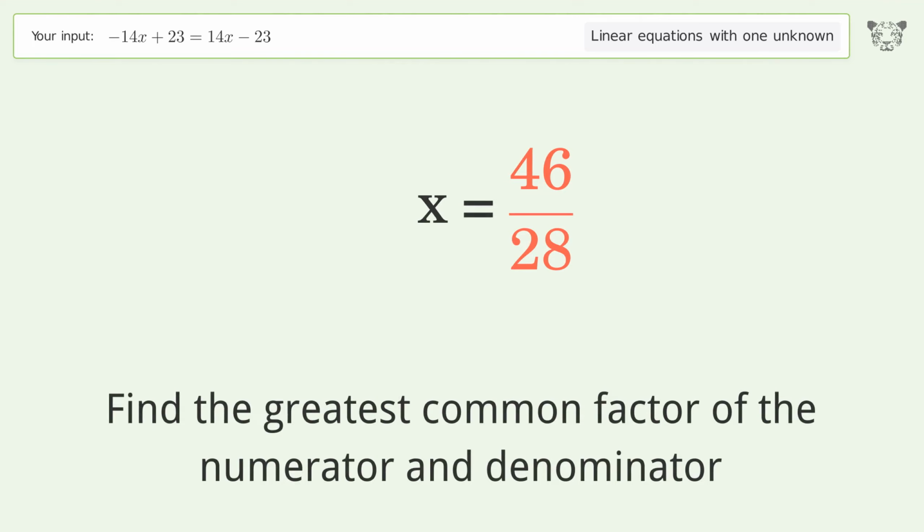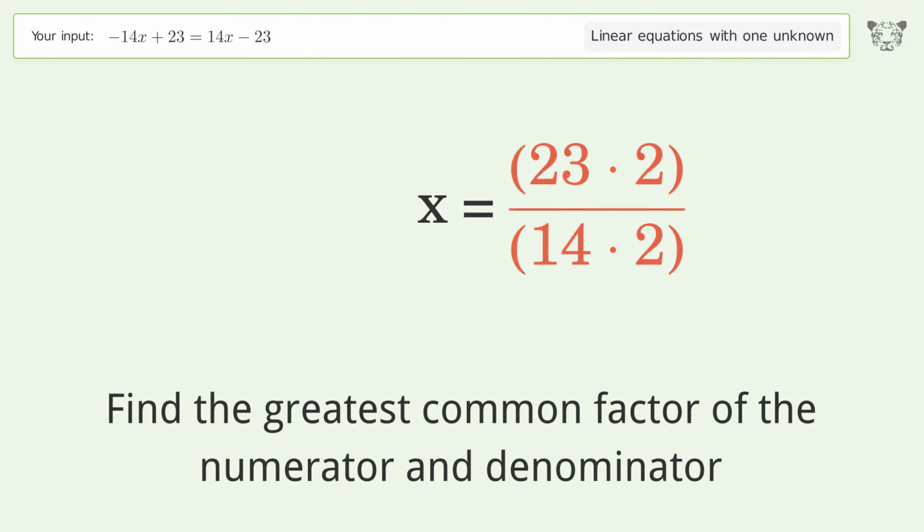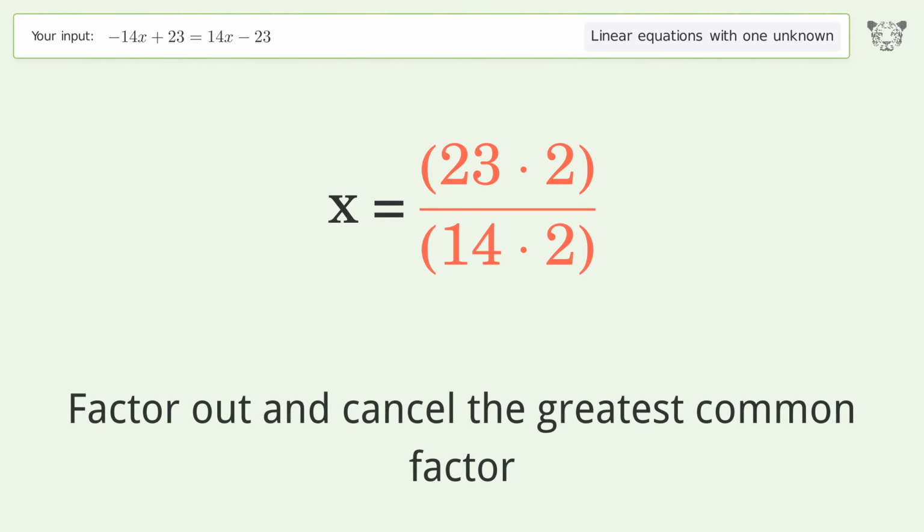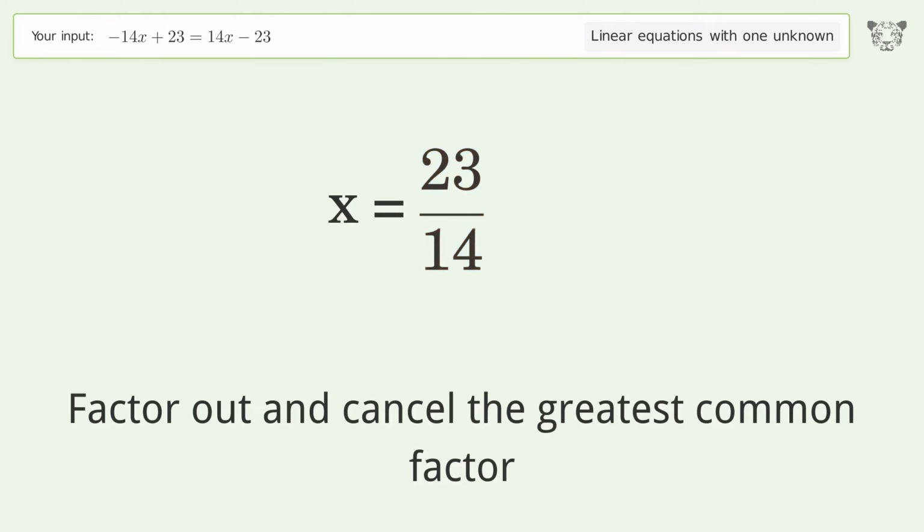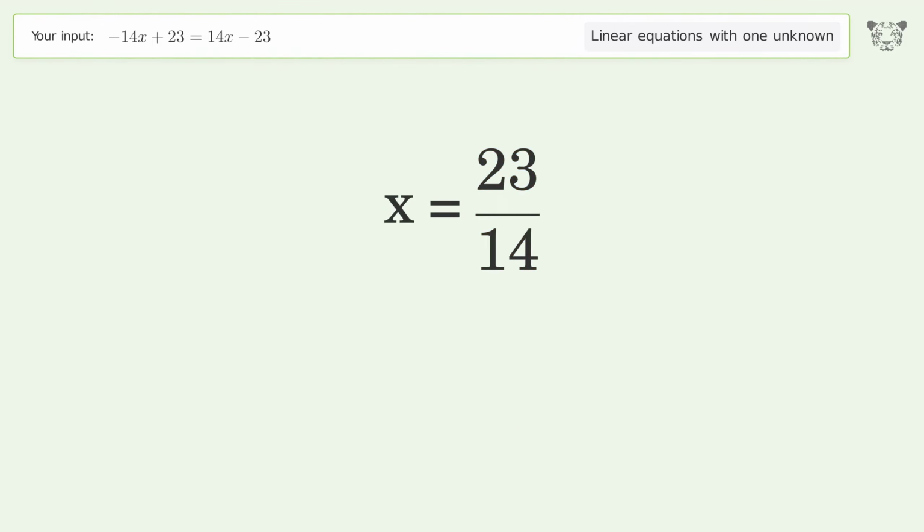Find the greatest common factor of the numerator and denominator. Factor out and cancel the greatest common factor. And so the final result is x equals 23 over 14.